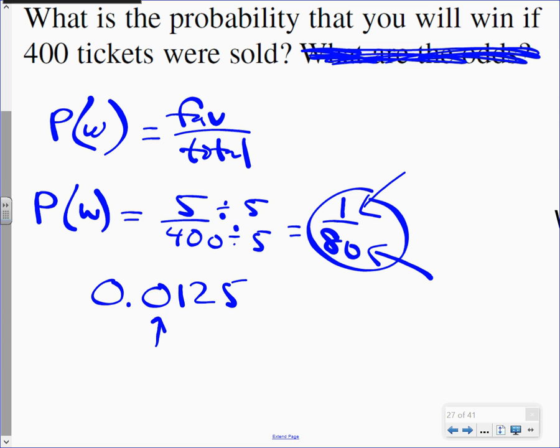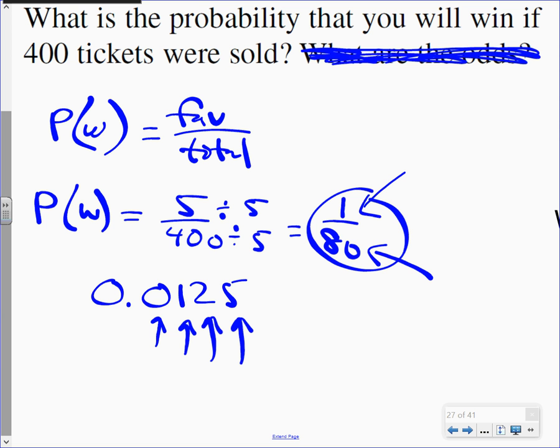I'm looking at my poster there of decimal places. This is the tenths place, this is the hundredths, this is the thousandths, this is the 10,000ths. So what this really means is, out of every 10,000 tries, you'll win 125 times. Which is the same thing as saying you'll win once out of every 80 tries. But as a decimal, it means out of every 10,000 tries, you'll win 125 times if you had 5 raffle tickets out of 400 that were sold.